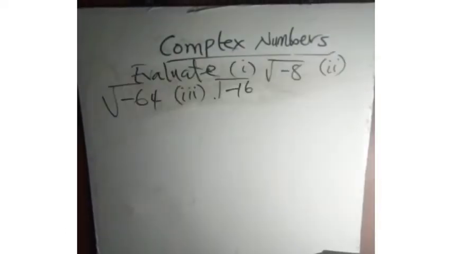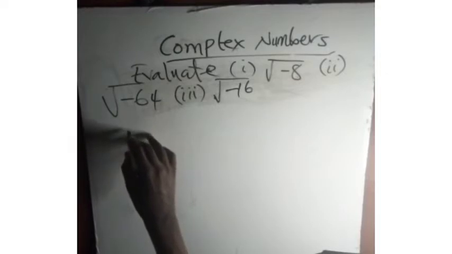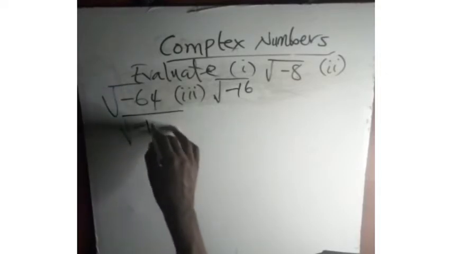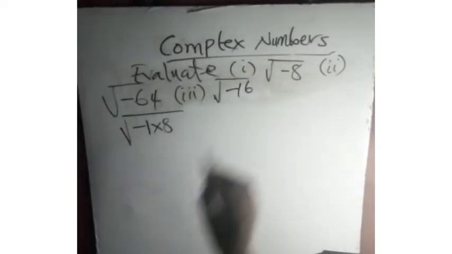Let's evaluate. The first one says: the square root of minus 8, the square root of minus 64, and the square root of minus 16. We're asked to evaluate. Now let's start with the first one. To solve a problem like that, I will take this as minus 1 times 8, because definitely minus 1 times 8 gives us minus 8, right?